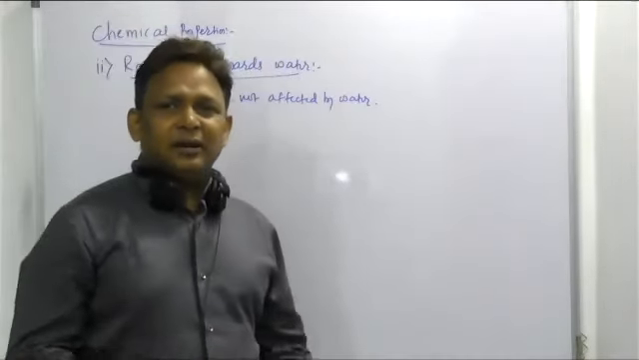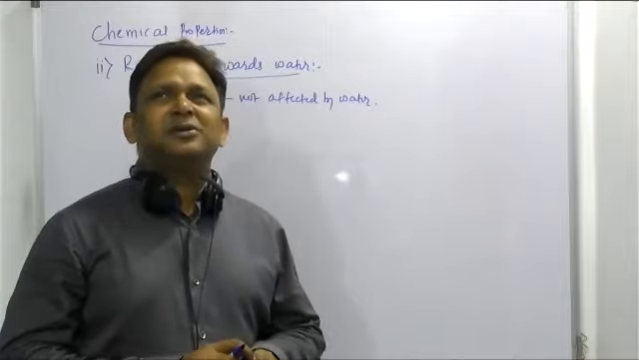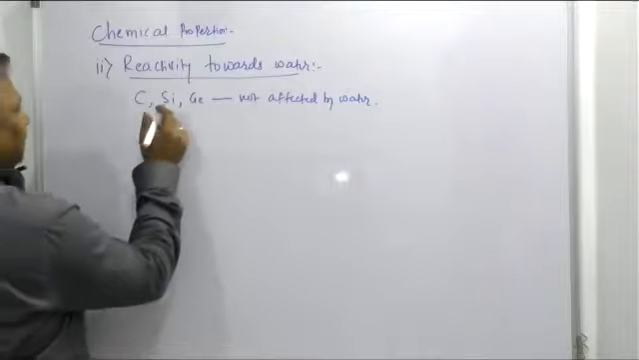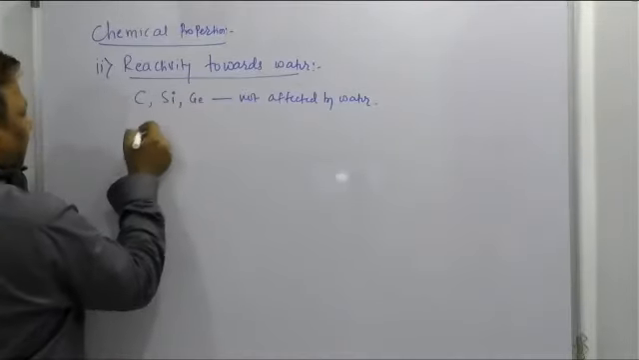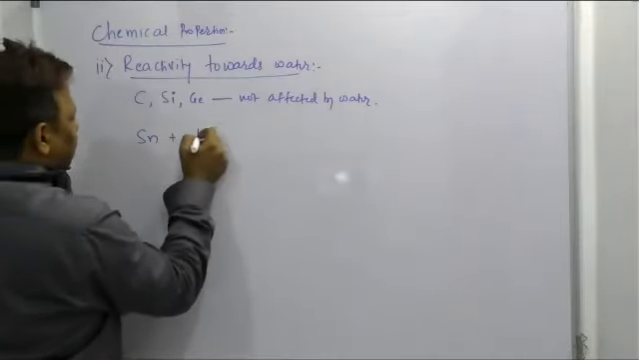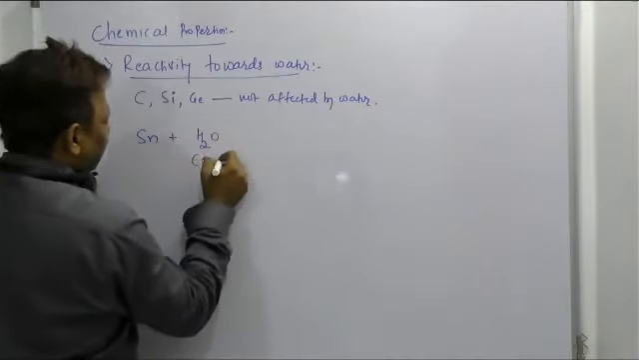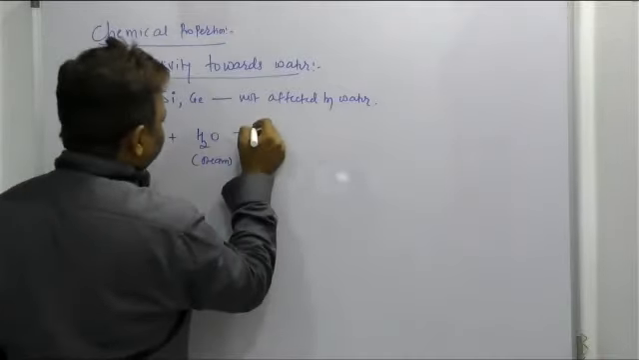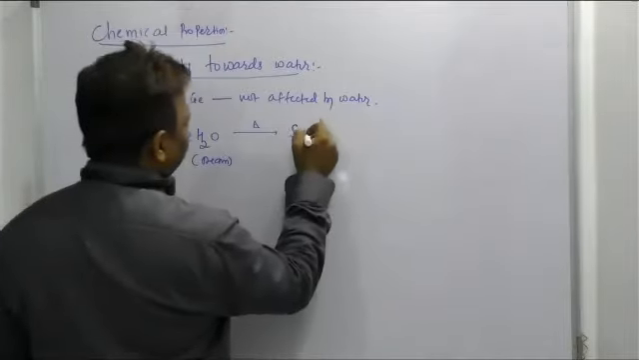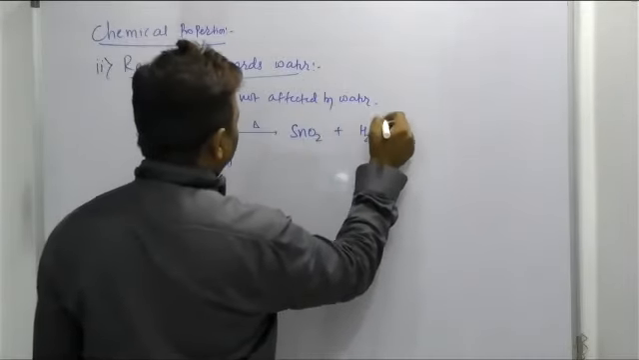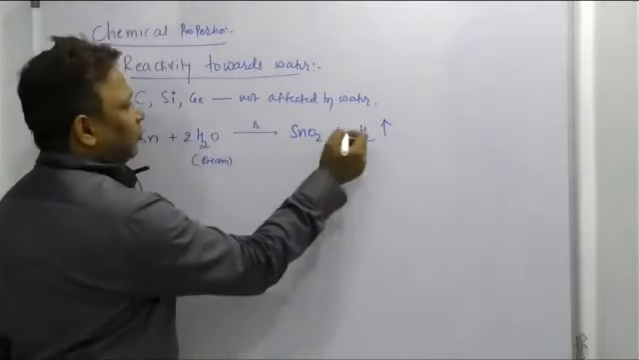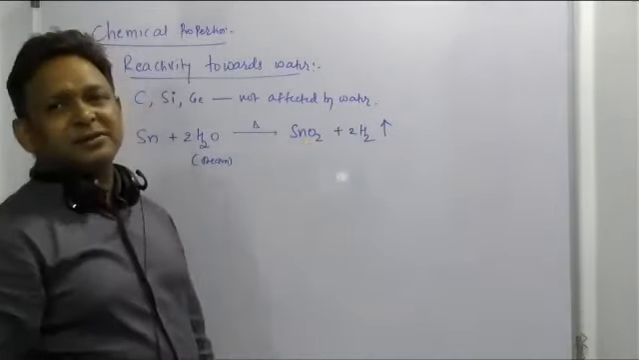But the decomposition with steam is there. Suppose you take tin here: carbon, silicon, germanium, next one is tin, and next one is lead. But tin, just pass steam over it. That means when heated at a very high temperature, it will decompose the water, form its oxide and liberate hydrogen gas. It liberates what? Hydrogen gas. 2 2s are 4, make it 2, and it forms SnO2.